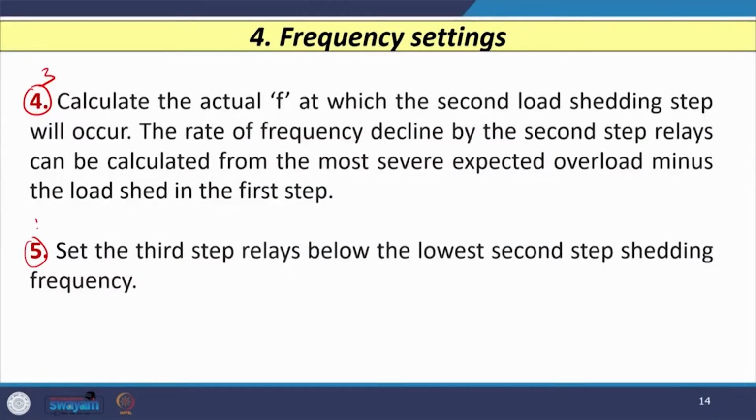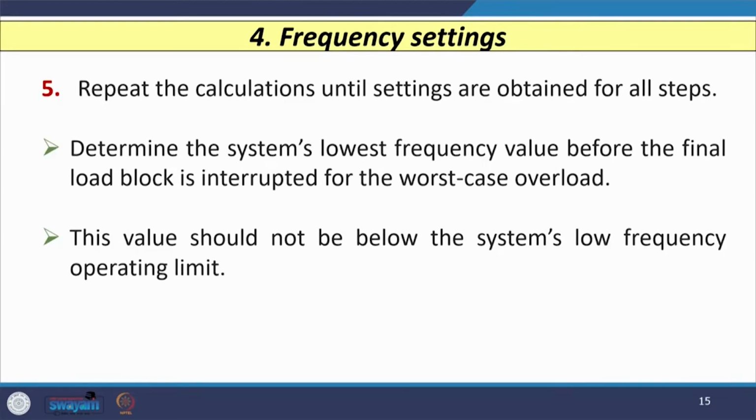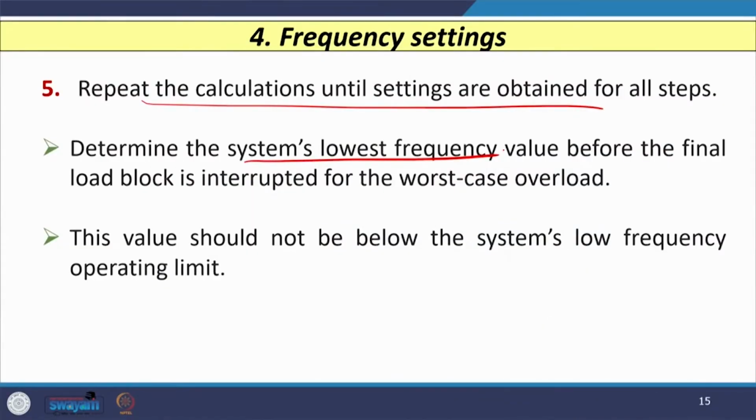And then in the fourth step, we have to set this third step of relays below the lowest second step shedding frequency. And in the fifth step, we have to repeat the calculation until the settings are obtained for all these steps which we have considered. If we have 3 steps, then we have to stop. If we have 5 steps, then again we have to go ahead and we have to stop at the fifth step. Now, in all these situations, we have to determine the system's lowest frequency value before the final load block is interrupted for the worst case overload, and this value should always be below the system's low frequency operating limit.